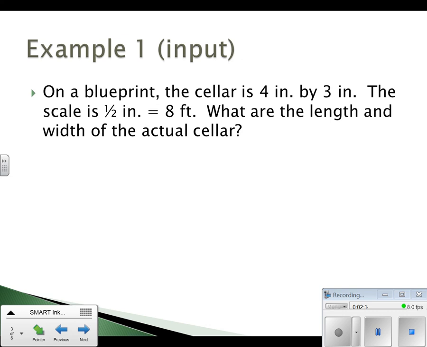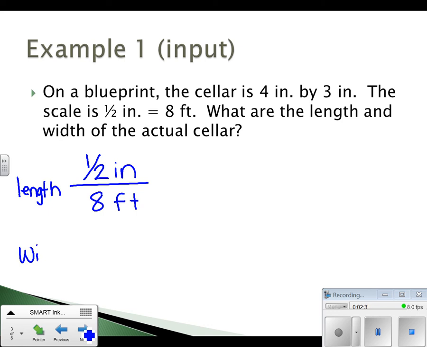So that scale is what we need. We have 1/2 of an inch is to 8 feet. And we are going to figure out what the length of the actual cellar is, and then we have to figure out the width of the actual cellar. And so we are going to use the scale 2 times in order to set up a proportion.